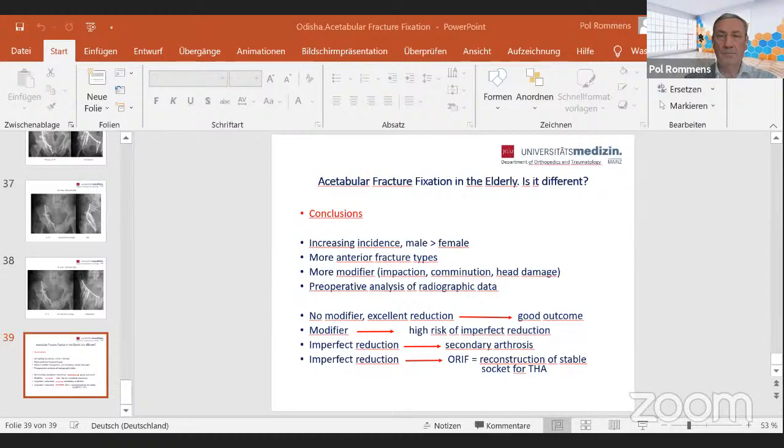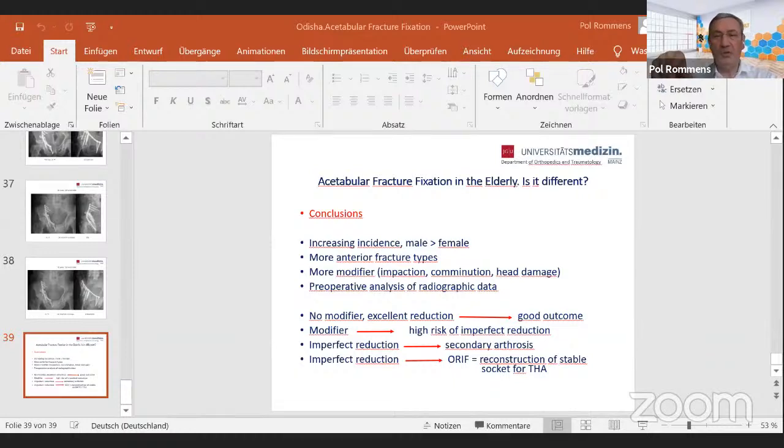Professor Ramesh, I am Dr. Sujit from Orissa. I wanted to ask you one question: is there any condition when you consider resection arthroplasty in extremes of age, particularly in patients in their 80s who cannot sustain surgery for 3 to 4 hours, or when you see all the poor modifiers are there, like impaction, comminution, head damage, and you cannot operate them for a longer time?